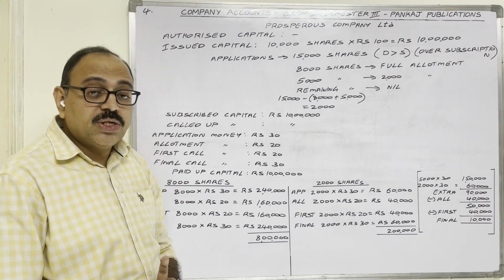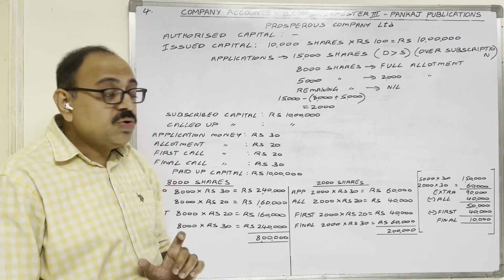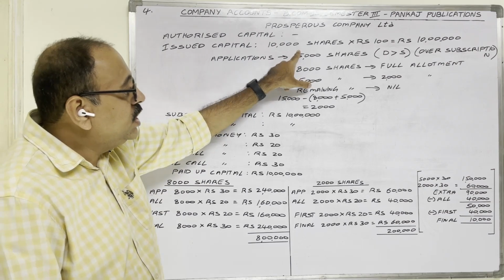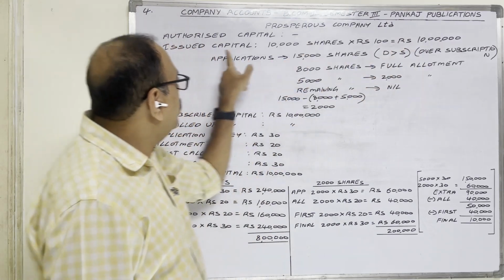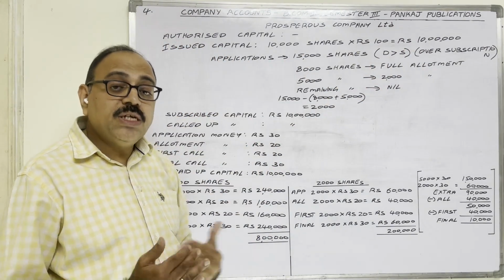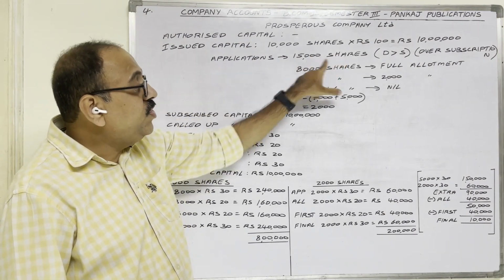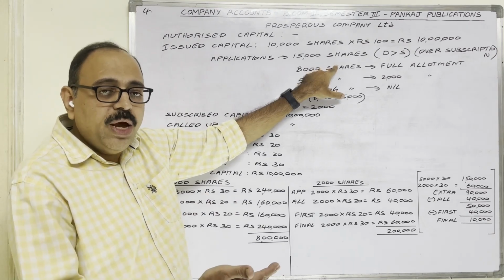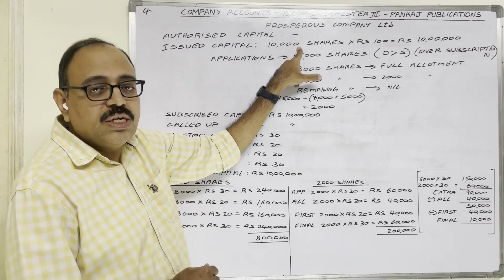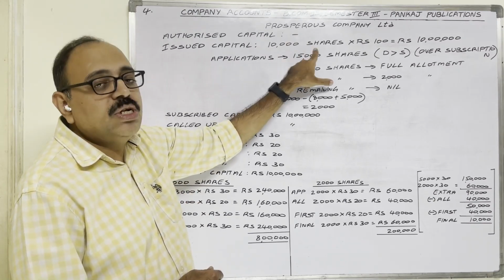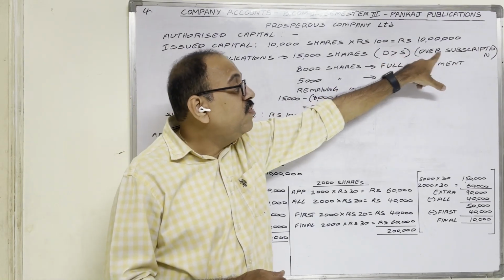Now this 100 rupees is known as the face value or par value of the share. How much capital does the company want to collect? 10,000 shares at 100 rupees each, 10 lakh rupees. So issued capital is 10 lakh rupees. Applications came for 15,000 shares. So demand is for 15,000 shares. People want to buy 15,000 shares, but the company can sell only 10,000 shares. So supply is for only 10,000 shares. Demand is more than the supply. This is known as oversubscription.